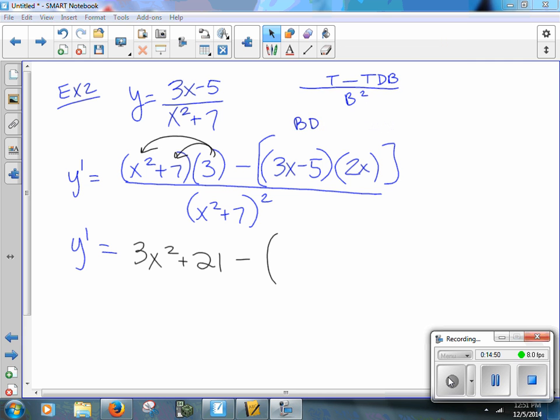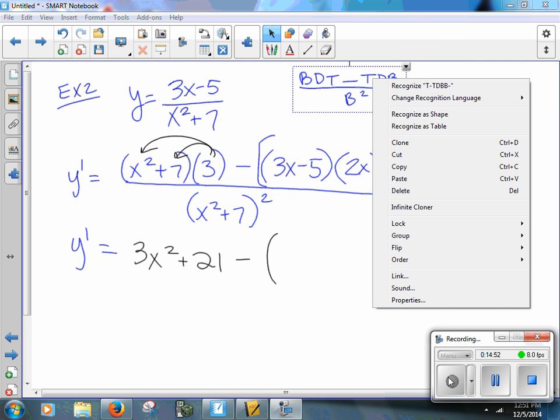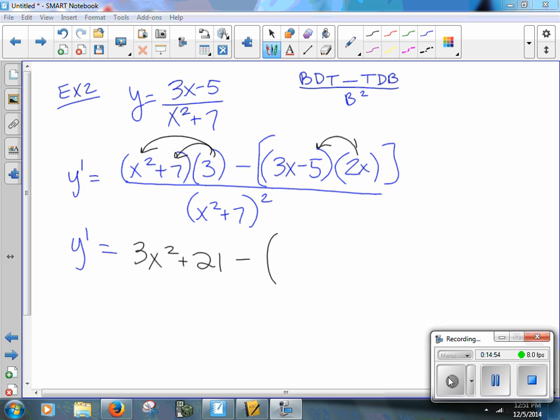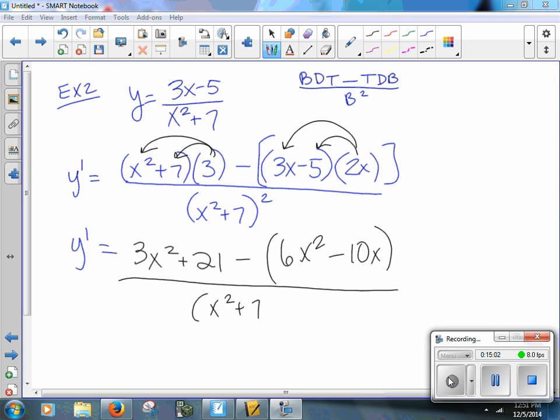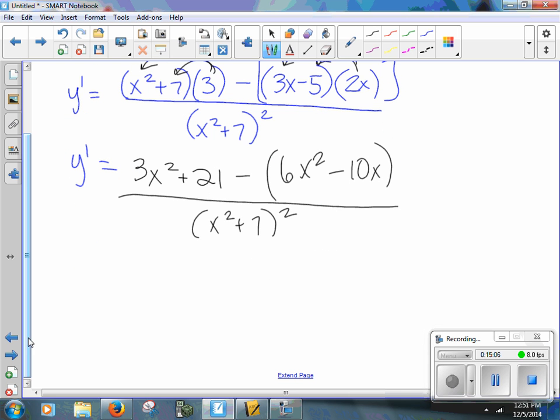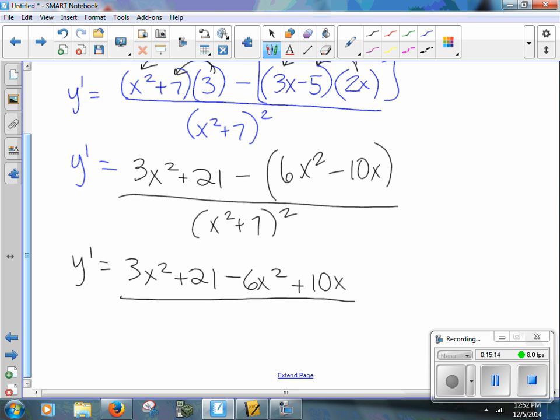Hold on, let me do this. I'm gonna distribute here, I get 6x squared minus 10x, right? All of that over... You have to distribute the negative. That's the part people will forget about. 3x squared plus 21 minus 6x squared plus 10x.